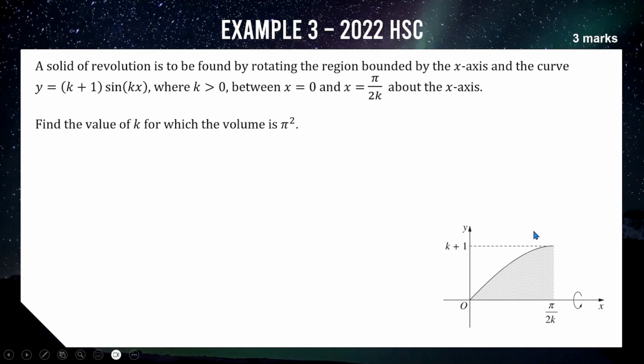So we are rotating around the x-axis. We go straight to our x-axis rotation formula. We know it's this one. Don't be tricked by the y squared there. Just look for the dx, and you know you're working with the right one.